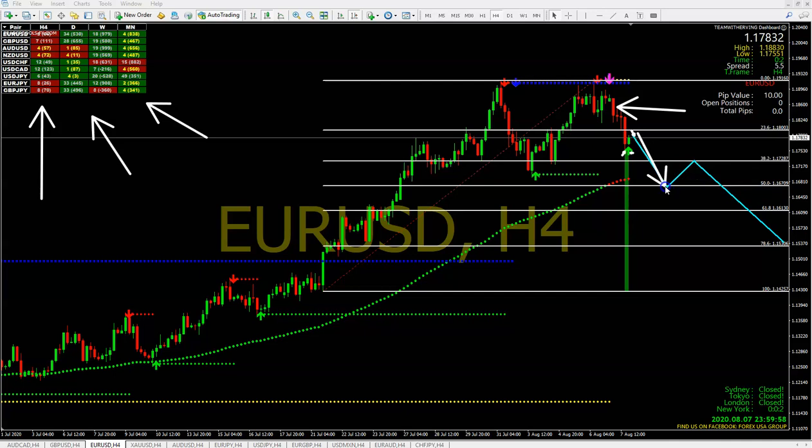From there, market is gonna do a small retracement, retesting our 28.2 Fibonacci. Then market will continue as bearish.